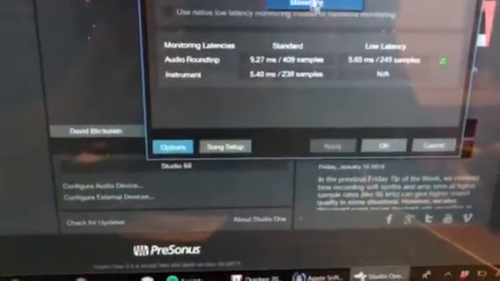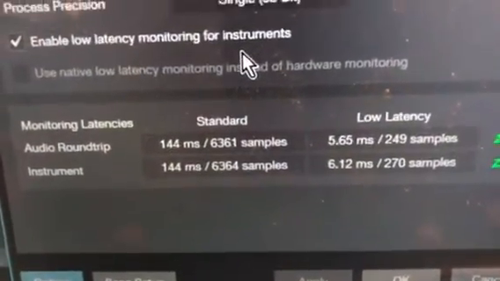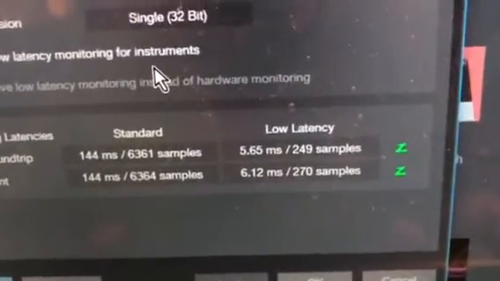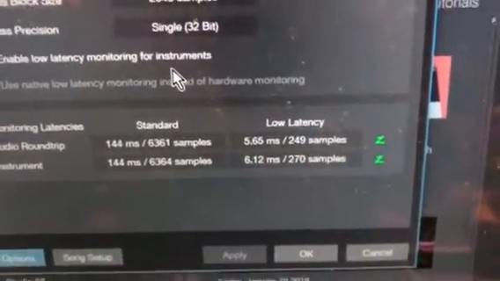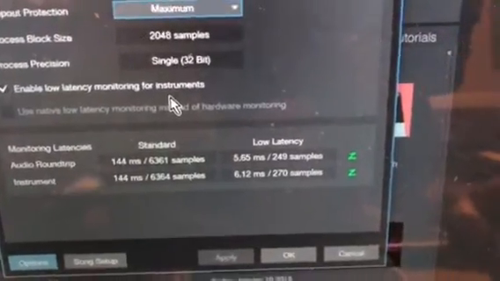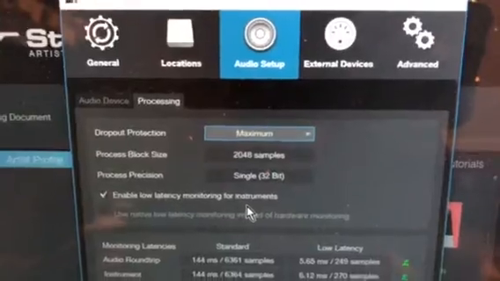Plus, for minimum, I got a latency of 5 milliseconds. Look what happens with maximum. We went from 144 milliseconds of latency to 5 milliseconds of latency. And you can hear that. I'm sure that you heard that. So you have to enable it on this page.